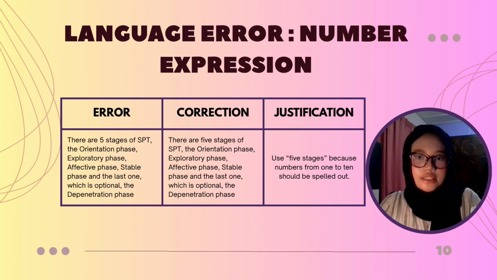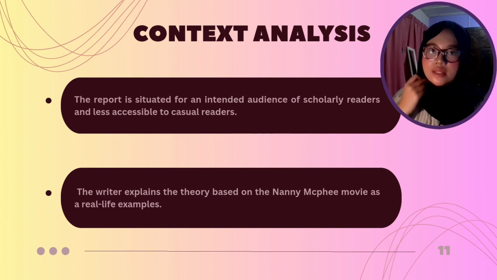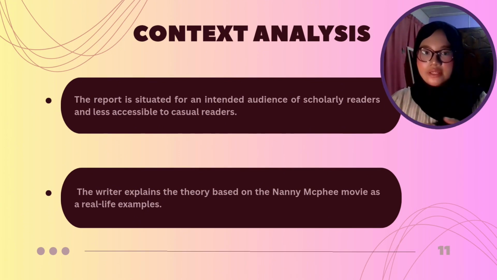For example, such as writing 5 out of 12 stages. Context analysis. The report is situated for an academic audience, such as a lecturer. We can see this because the writer uses advanced terms like social penetration theory right away without a simple explanation. This proves the text is meant for scholarly readers and is less accessible to casual readers.